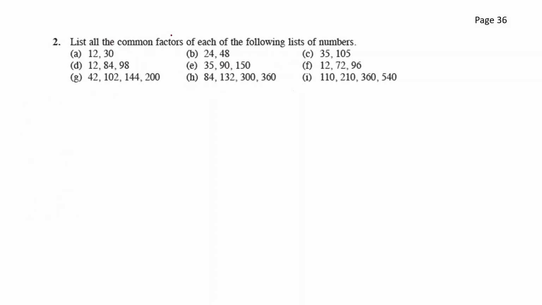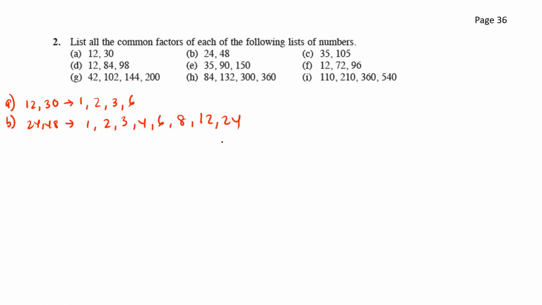List all the common factors of each of the following lists of numbers. So for A, for 12 and 30, we have 1, 2, 3, and 6. For B, we have 1, 2, 3, 4, 6, 8, 12, and 24. So don't be confused. You just have to list down the numbers that can divide these two numbers.